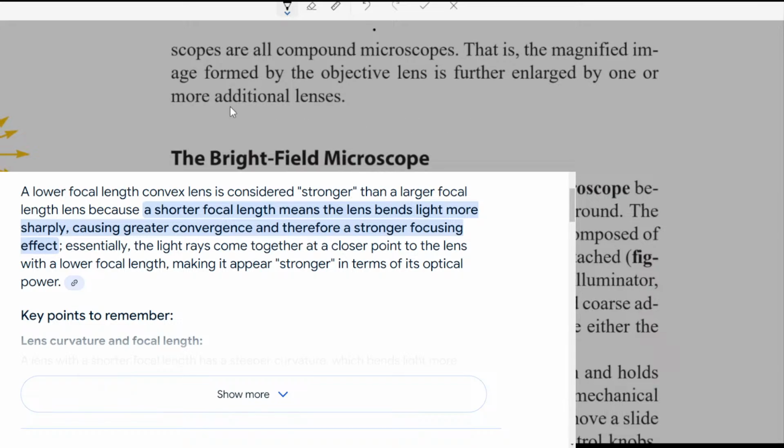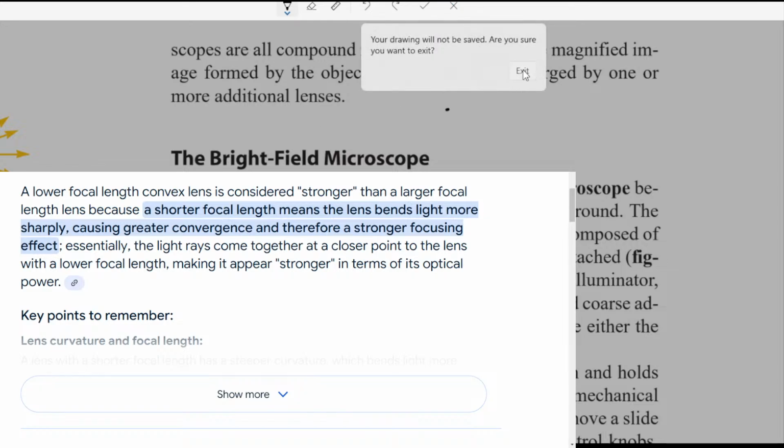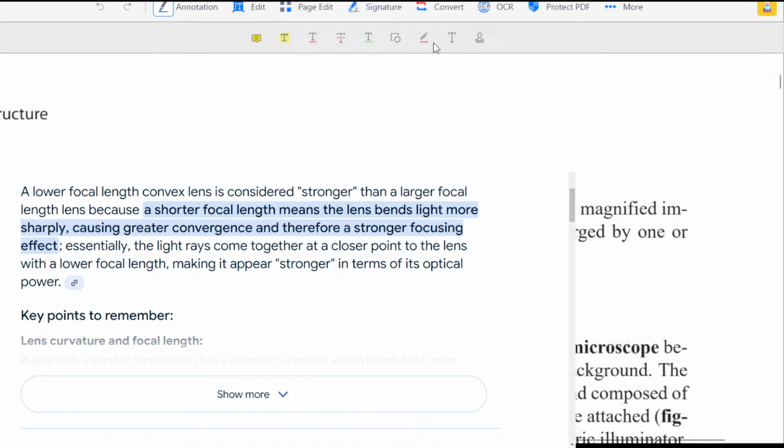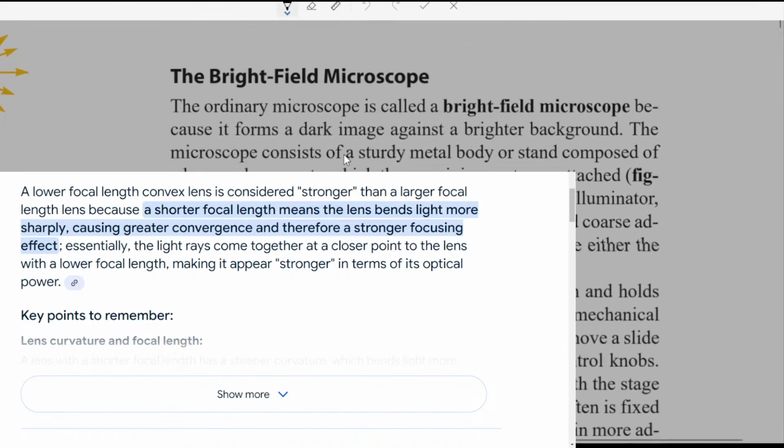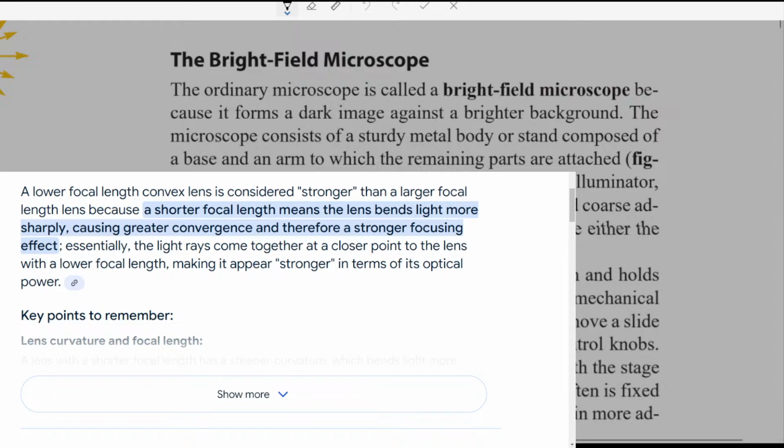They are saying that the common current microscopes that we use are the compound microscope. That is, the magnified image formed by an object is further enlarged by one or more additional lenses. Yeah, we can't do much with one lens, so we have to use multiple lenses.